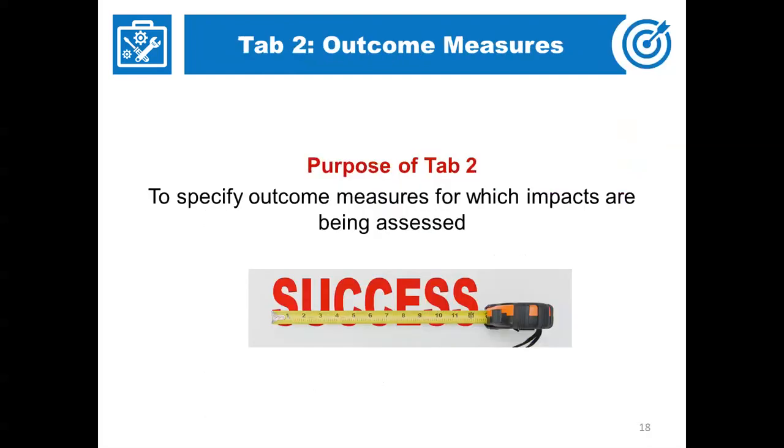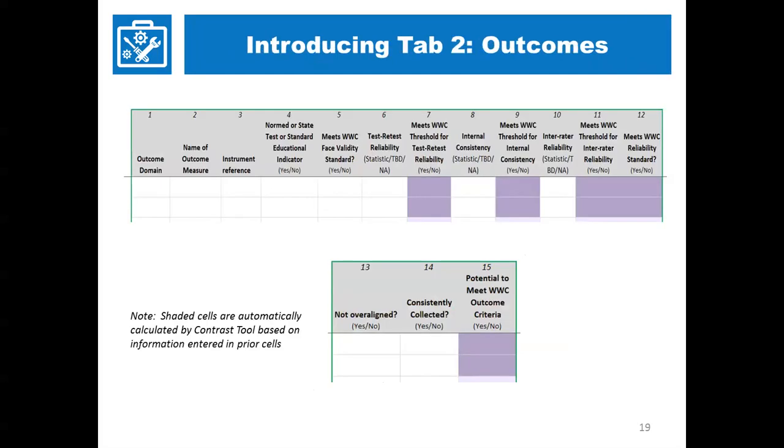Once you can specify all your research questions, you can go on to tab 2, which is where you specify the outcome measures for which the impacts are being assessed. And those should be outcome measures that have been referenced in the full set of research questions. This is what a blank tab 2 looks like when you open it up. And it tells you all the information you're going to want to know about outcomes.